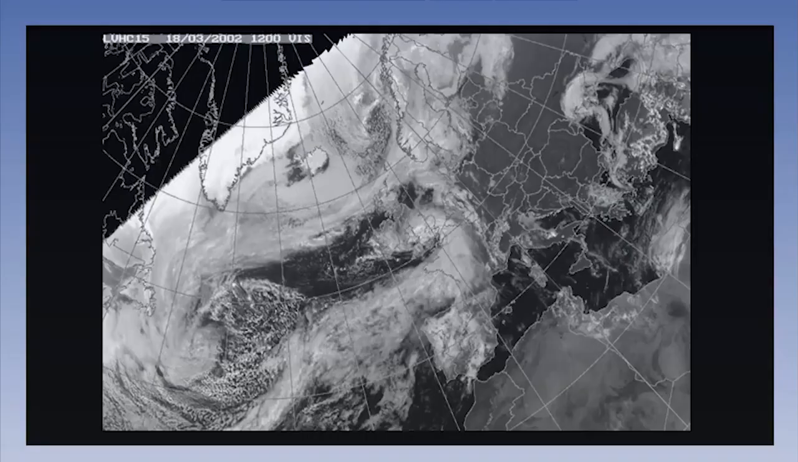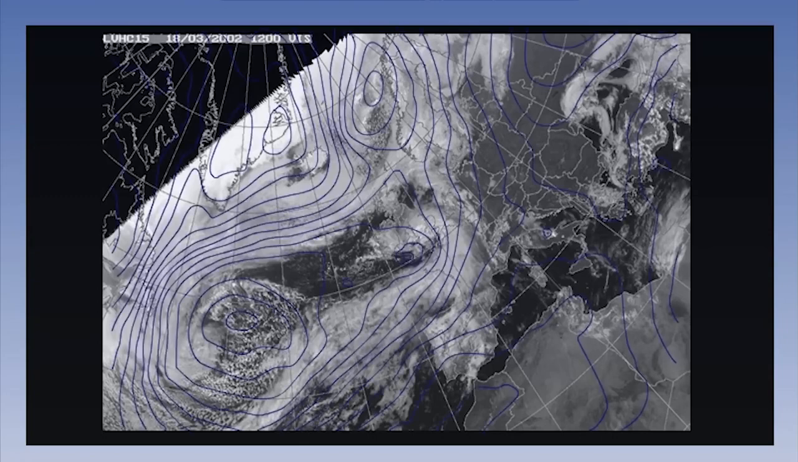So now let's take a look at a couple of examples and see what we can determine from these images. This is a visible image taken from Meteosat, which is a geostationary satellite centered above the equator over Africa. Here we can make a rough estimate of the surface synoptic situation. We have low pressure centers located here, here, and here.